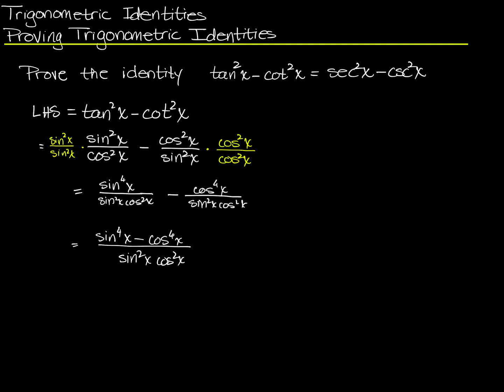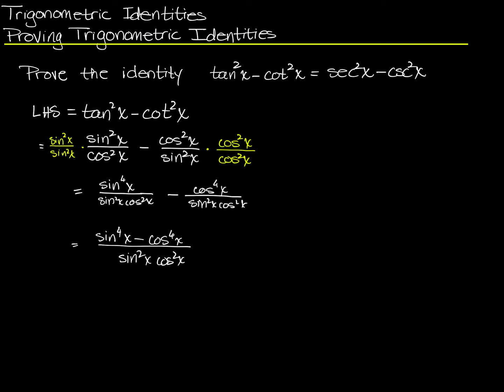Now, at this point, it's not really clear where to go. I don't know what the sine to the fourth minus the cosine to the fourth is. I could change sine to the fourth to sine squared squared, and cosine to the fourth is cosine squared squared, and then I'd have a difference of squares. I think that might be the way to go. But it's not obvious, and sometimes it's not.